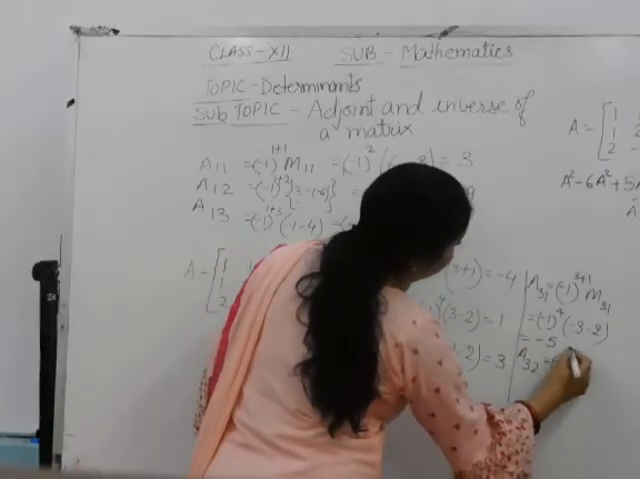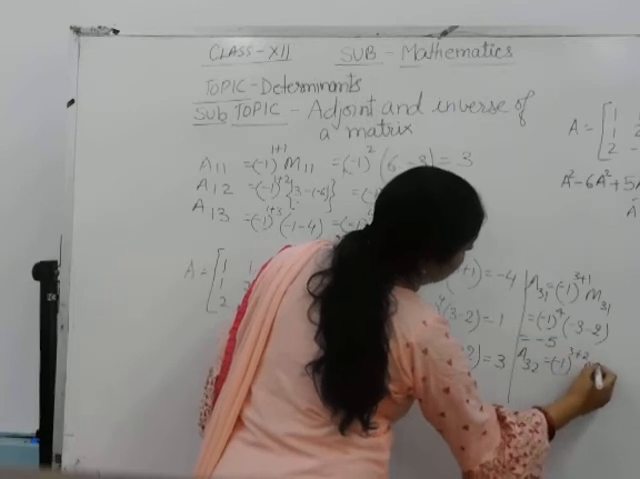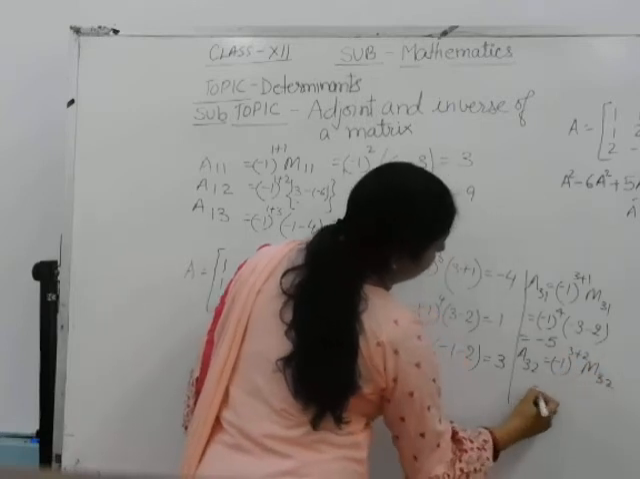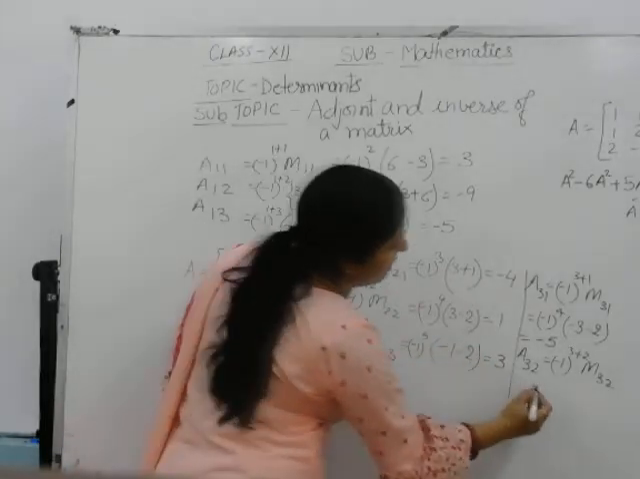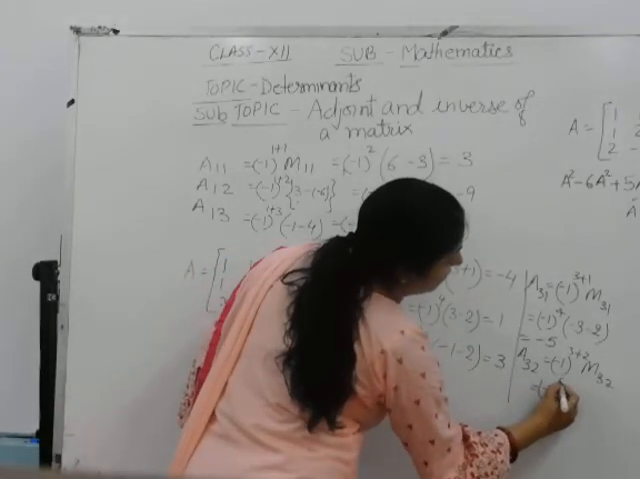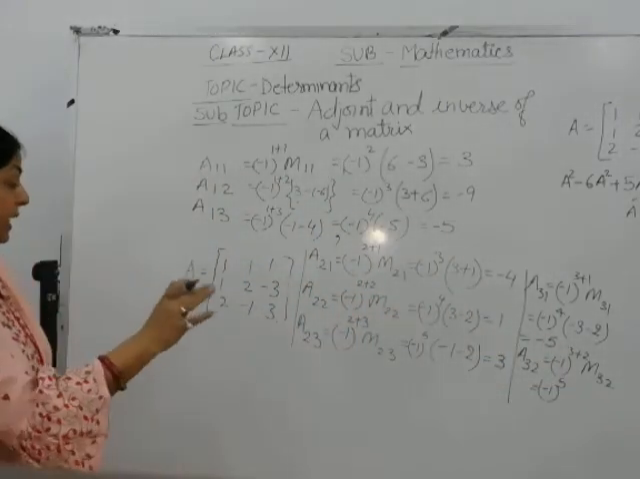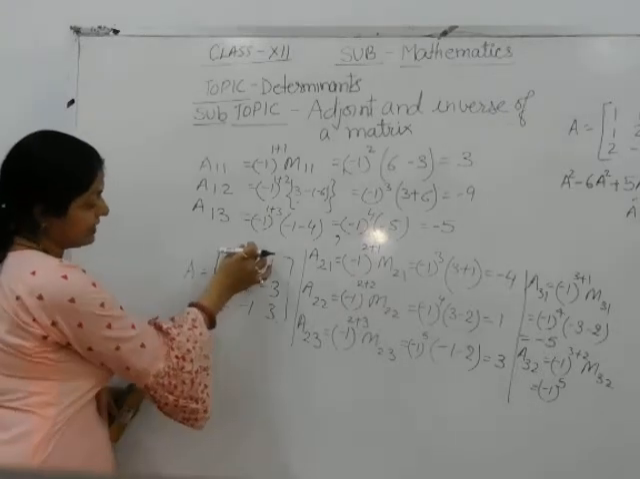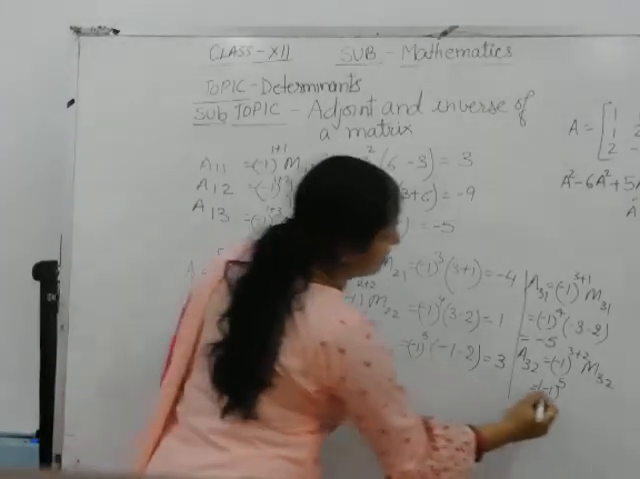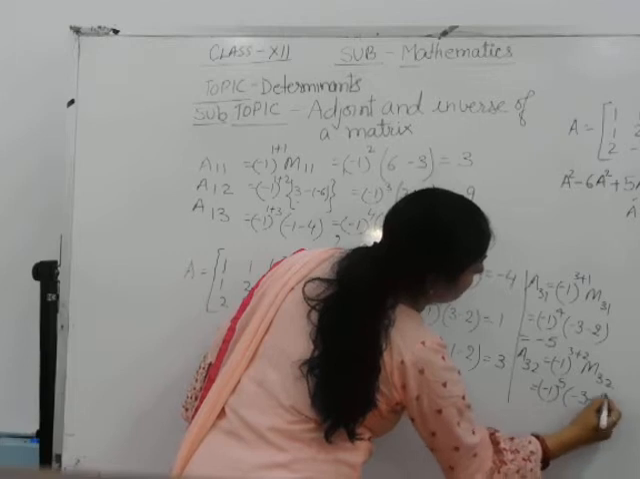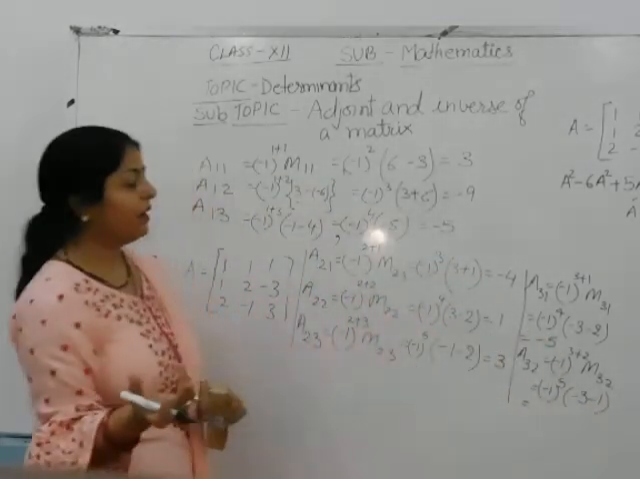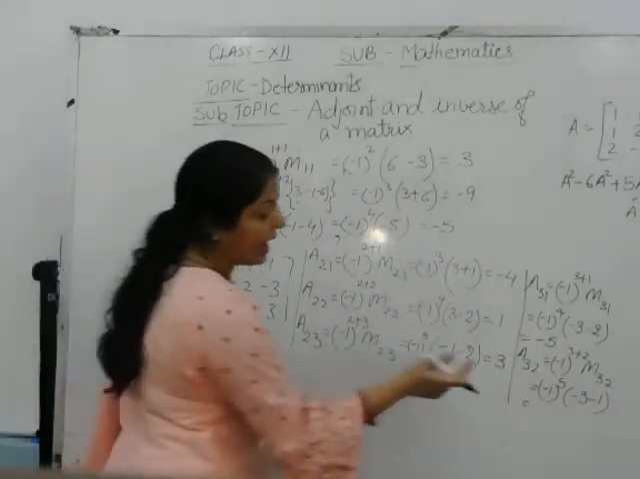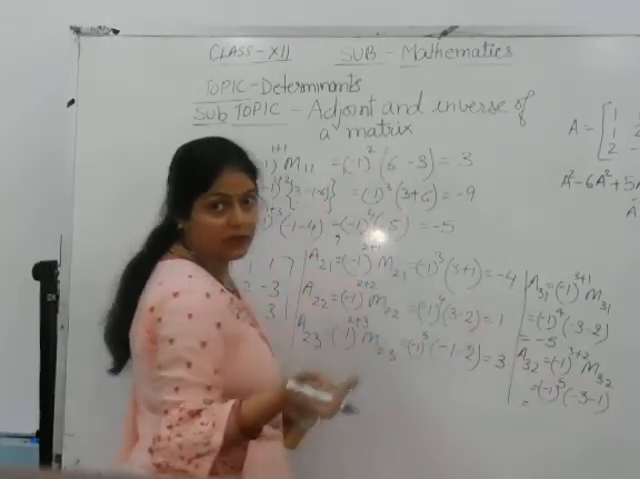minus 1 to the power 3 plus 2 and M32. Minus 1 to the power 3 plus 2 means minus 1 to the power 5. And M32 means deleting third row and second column. This is minus 3 and minus 1. Minus 1 to the power 5 means minus, and this is minus 3 minus 1, which is minus 4.